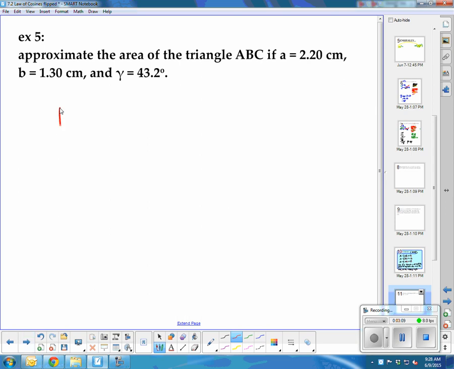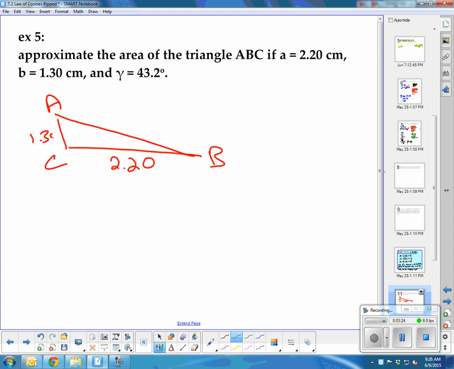So if I have some sort of triangle, let's just make some sort of random triangle A, B, C. So the side length A is 2.20. B, directly across from B, is 1.30. And gamma is 43.2 degrees. So gamma would be the measure at vertex C. So I've got this side angle side scenario.